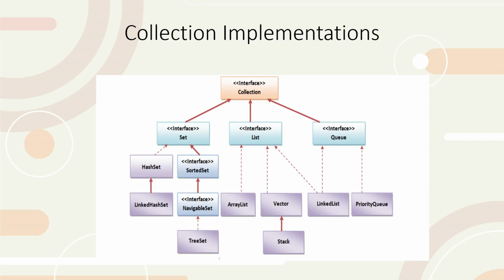The Set interface also has three main implementations, that is HashSet, LinkedHashSet and TreeSet. The HashSet is the most commonly used implementation and stores elements in a hash table. LinkedHashSet maintains the order of insertion while TreeSet sorts the elements in natural order.